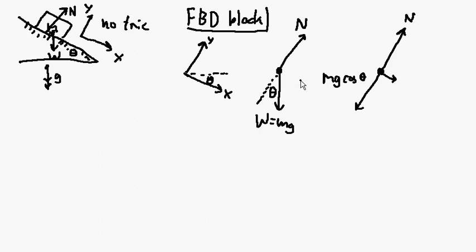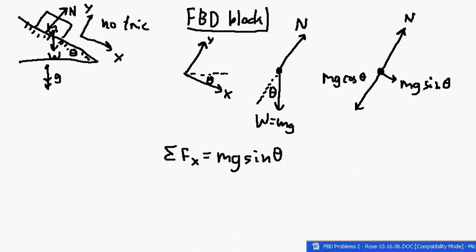Mg sine theta. Okay, so there we are. Now we can write our equations of motion very simply. So we can say sum of forces in the x direction, so x is on this way, is mg sine theta. And what does it equal? Well, I don't think we were actually told whether this puppy is accelerating or not. So let's see. Yeah, they didn't tell us anything about that.